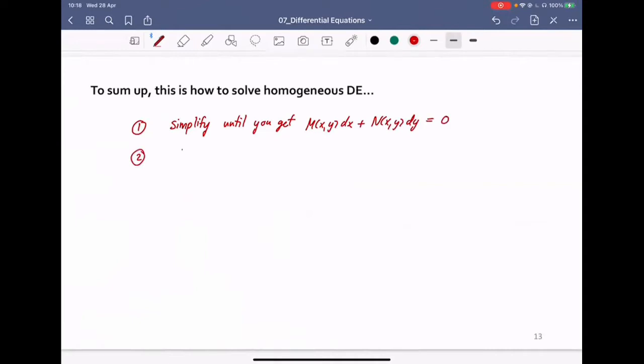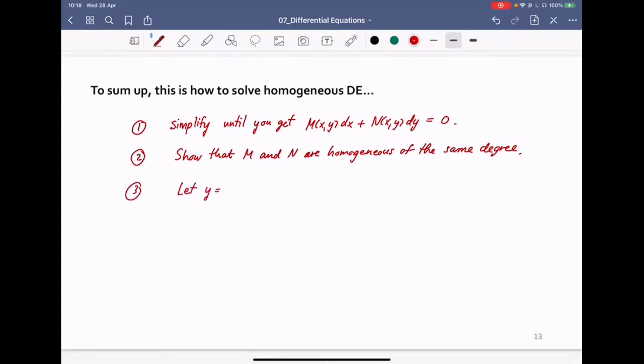And then number 2, you show that m and n are homogeneous of the same degree. So you have to show that for the given differential equation, both functions m and n are homogeneous of the same degree. And then number 3, you do a substitution: you let v equal to y over x, which means y equal to vx.